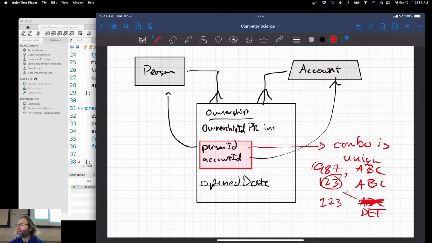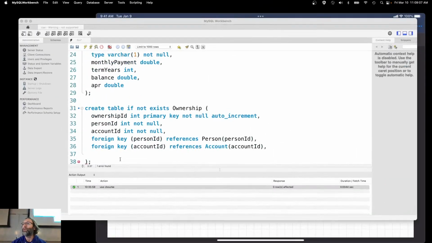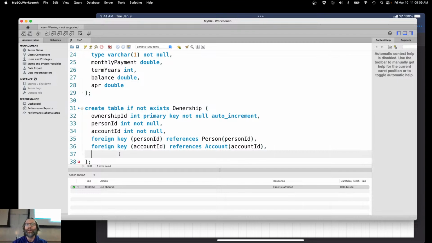What I want to do is make sure that this combination, this A-B combination, is unique. And I can do that by putting in what's called a check constraint, or a uniqueness constraint. So constraint, unique pair, right? Unique, and then I'm going to put in the combination of the person ID and the account ID.